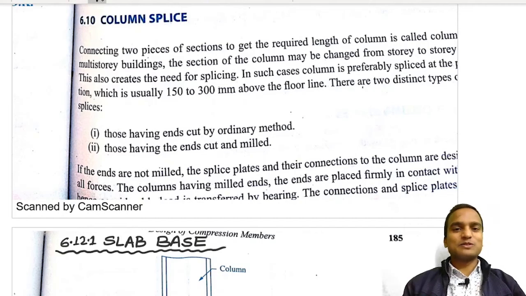Hello and welcome everyone. So this is our last topic in the design of compression members, and just as we have studied about tension splice, there is column splice, and here we connect two pieces of compression member sections to get the required length of column, and it is basically used in multi-story buildings.